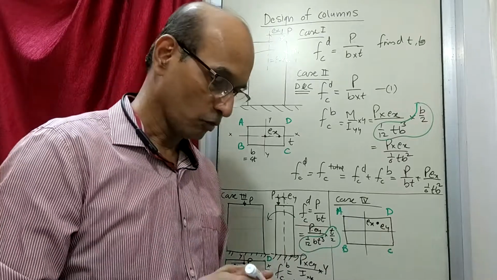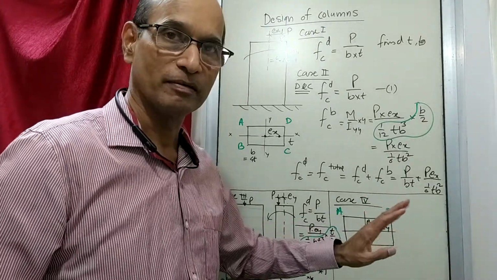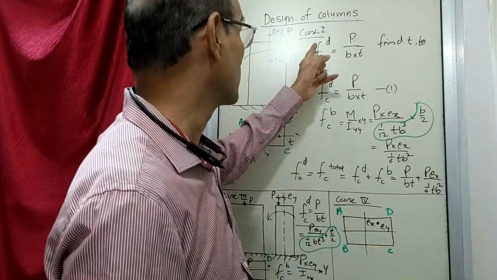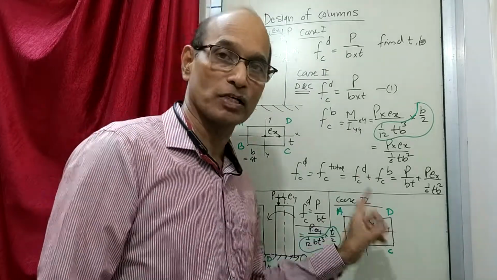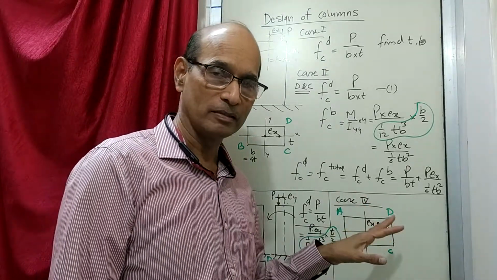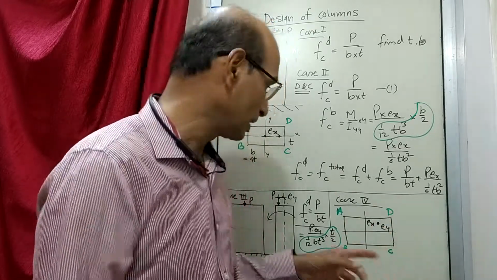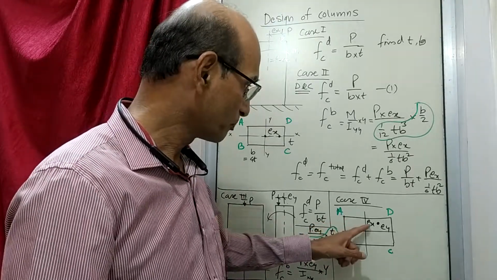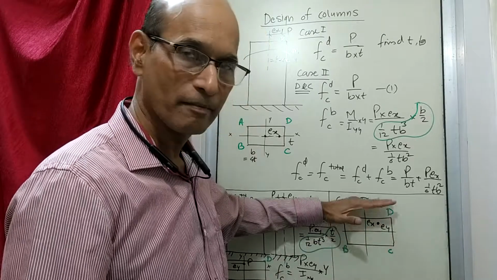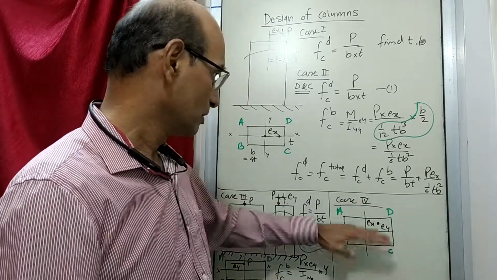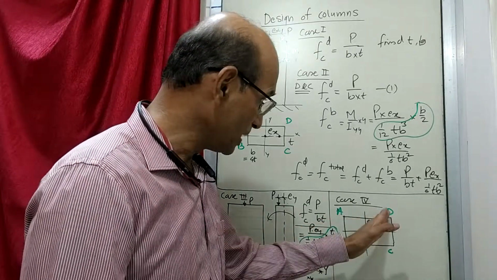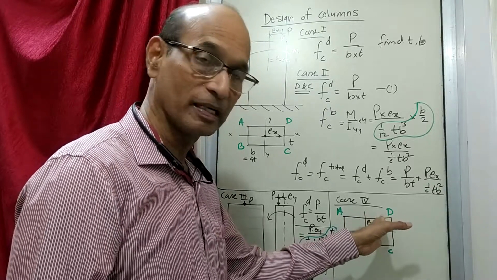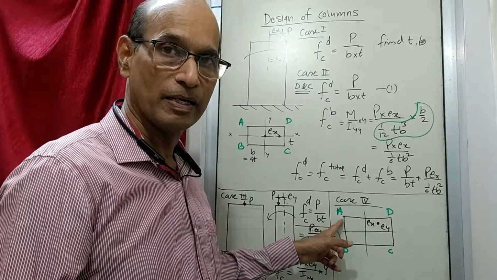Now here what will happen? What will be the stresses at all these 4 points? At all these 4 points, the direct stress will be compressive. Just like first case, A, B, C, D, direct stress will be compressive stress. And bending stress will be what? Let us find out. At A, because of this eccentricity Ey, it will be compressive. Because of Ex, it will be tensile. Because of this eccentricity Ex, A will have tensile bending stress.